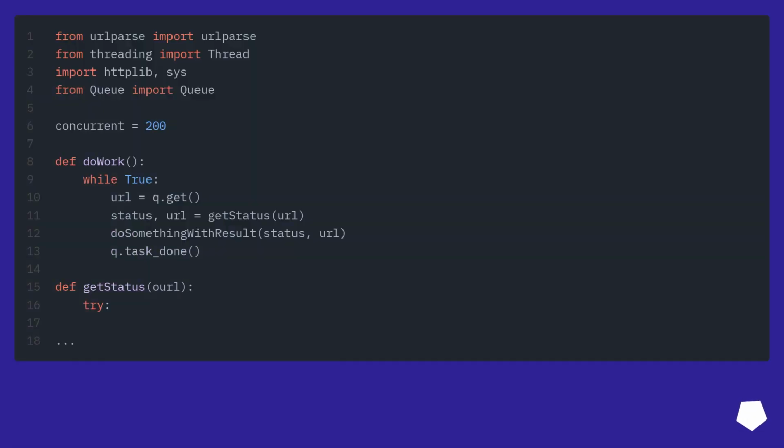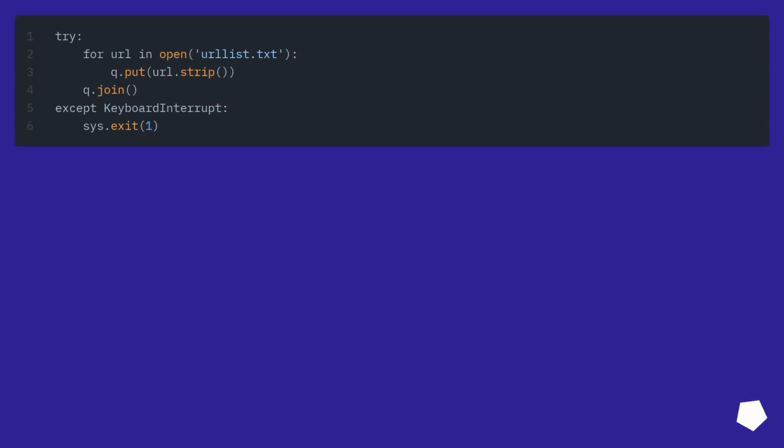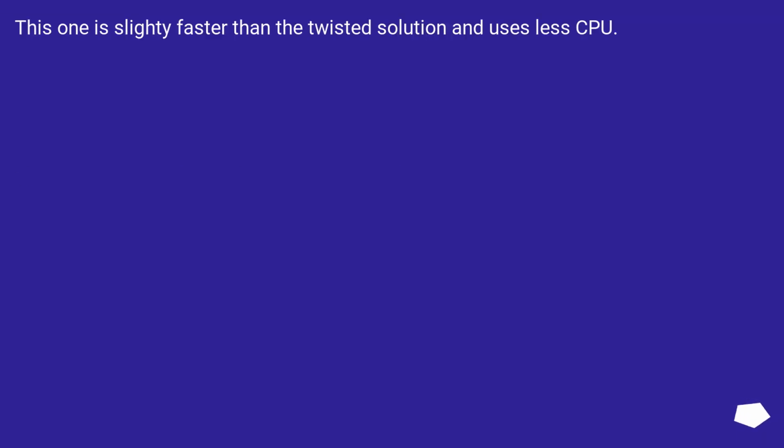Twisted list solution. This one is slightly faster than the twisted solution and uses less CPU.